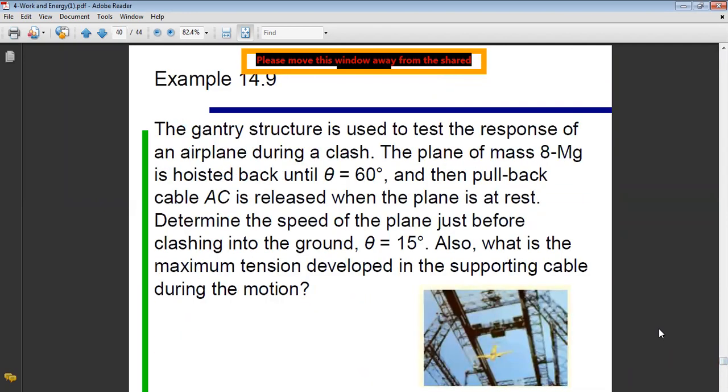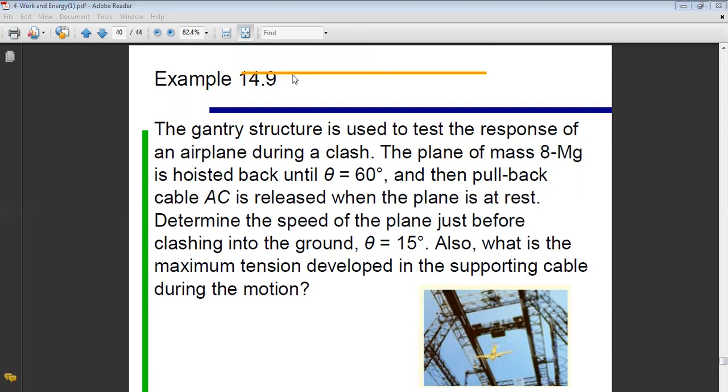If you remember the problem we did, I will repeat an important idea in it. We had an airplane that was initially at an angle of 60 degrees with the vertical, and we released the airplane, and it clashes with the ground when theta equals 15 degrees. And we found together the tension of the cable at the last point when theta equals 15. But the question was to find the maximum tension. So we should justify why the maximum tension developed is at point B, which corresponds to theta equal to 15 degrees.